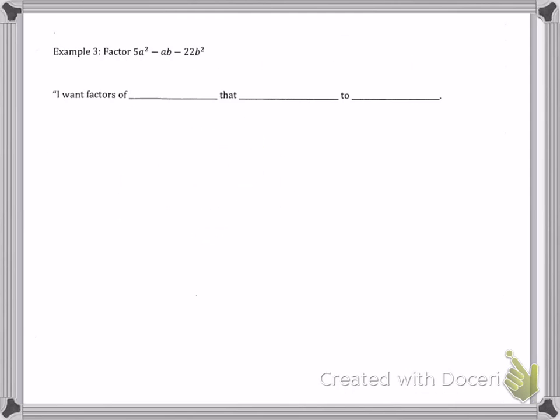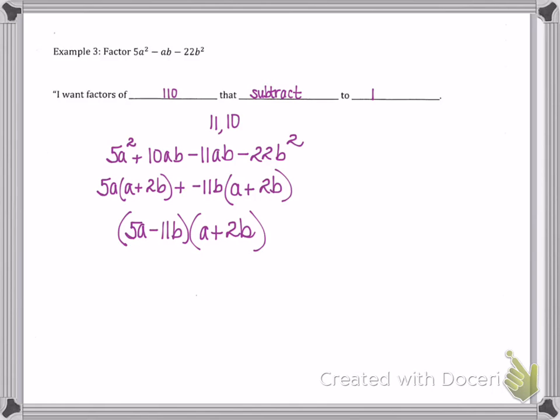For the last one, I want you to try the entire thing on your own. Pause the video, try to fill in the I want statement, factor it completely, and then unpause the video to check. Okay, so final factored form should be 5a minus 11b times a plus 2b. You could also have this as plus a negative 11b as well.